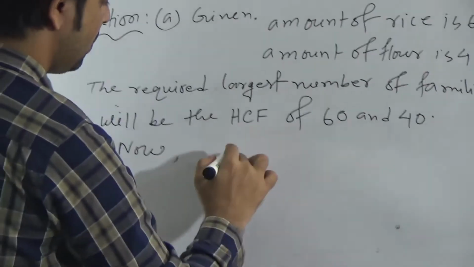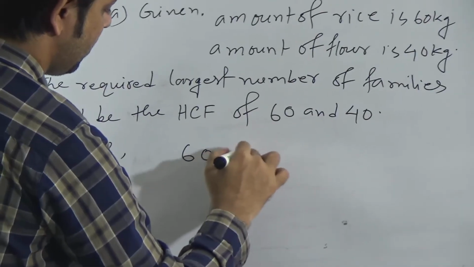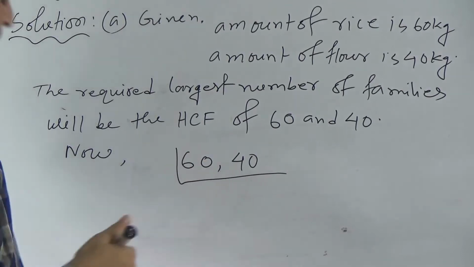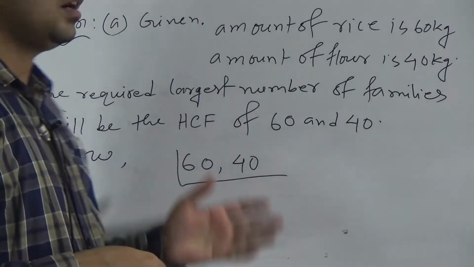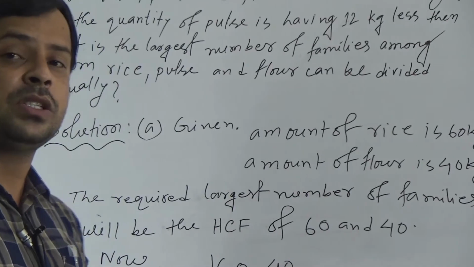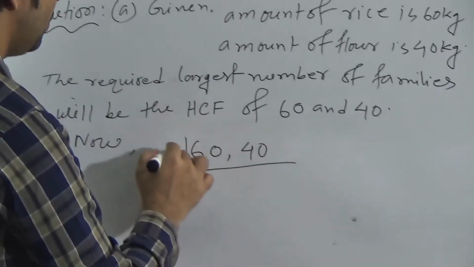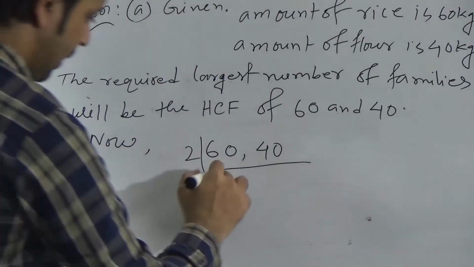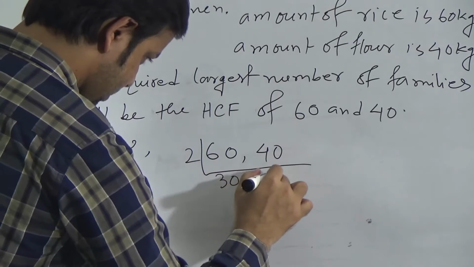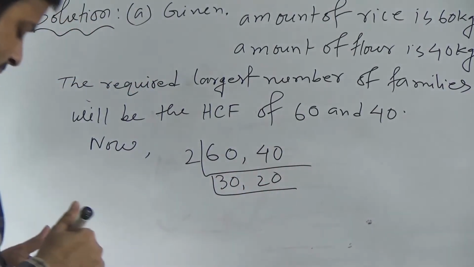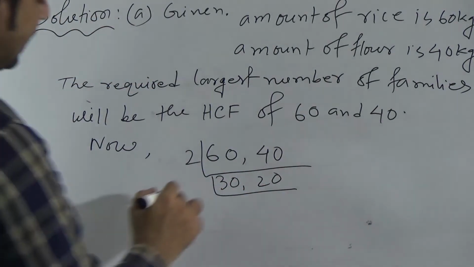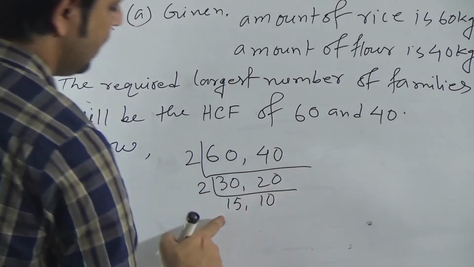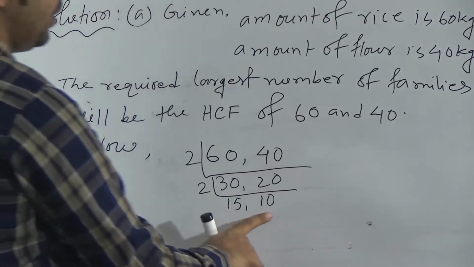Now 60, 40. Both the numbers are even here and our smallest prime number is 2. So we can divide by 2. As these two numbers are even, we can divide by 2. If we divide by 2, we will get 30, 20. Again, these two numbers are even, so we can check again by 2. This will be 15 and 10. Now, this is not divisible by 2.